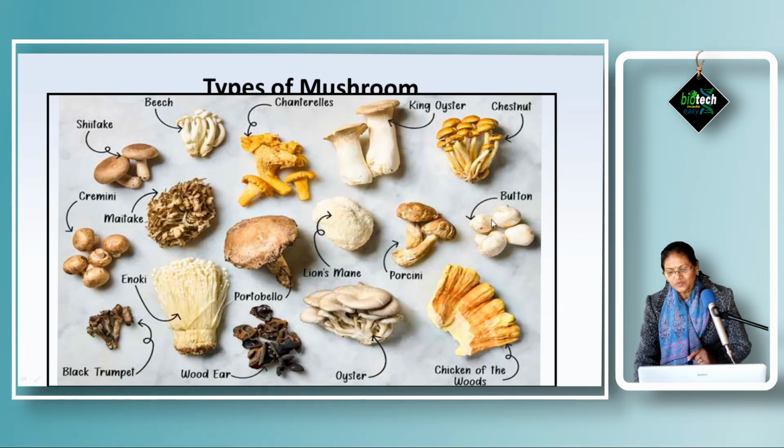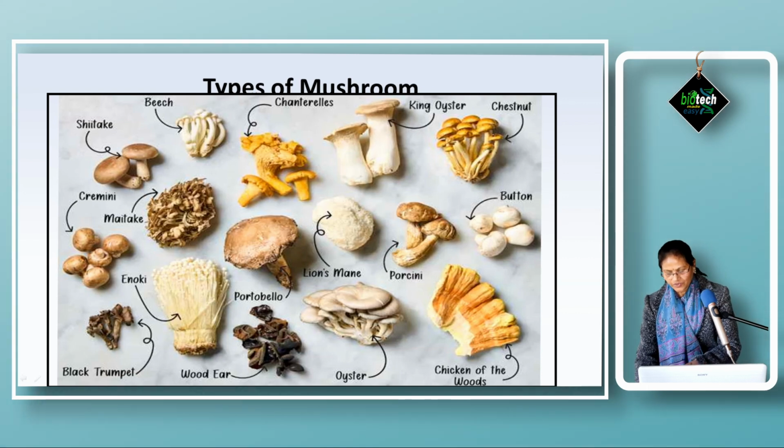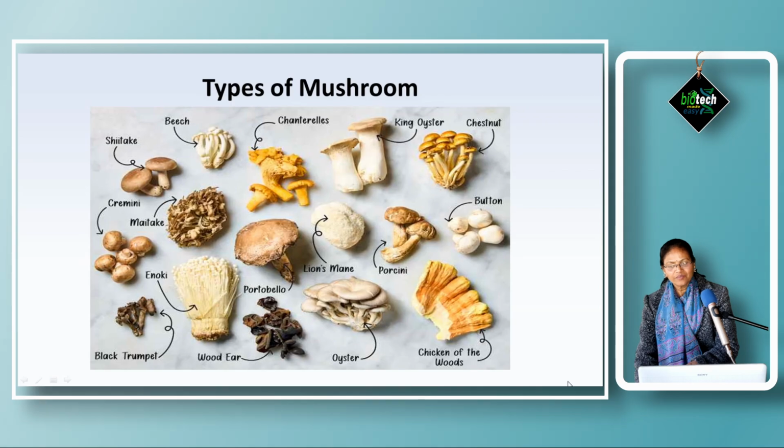Some very common mushrooms are shown here, like the button mushroom, very commonly marketed. Shiitake is also one, oyster mushroom, and many other mushrooms. Here you can see, and we'll discuss some of the species one by one.